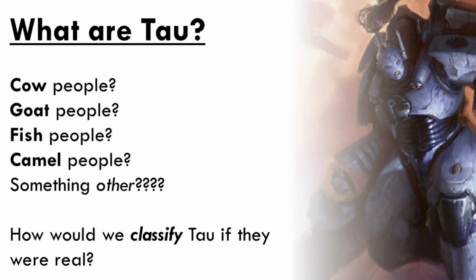And so today we're going to try to find an answer and take a stab at how we would classify tau if they were real, right? Of course, they're pretend, they're for fun, but if they were real, if they just existed all of a sudden, how would we classify them? What types of words would we use to label them? So let's jump into it.